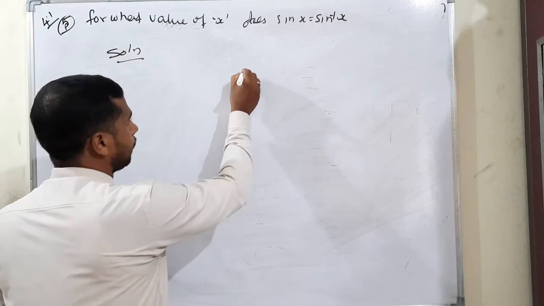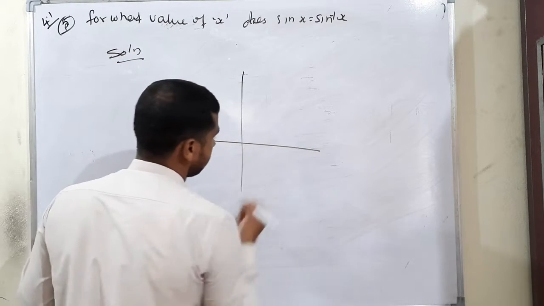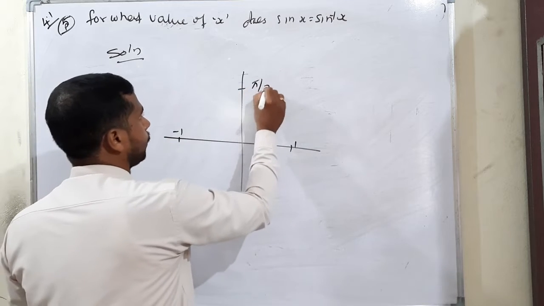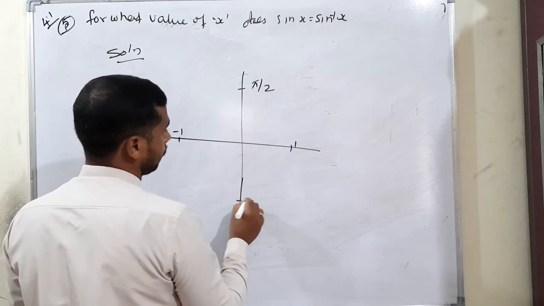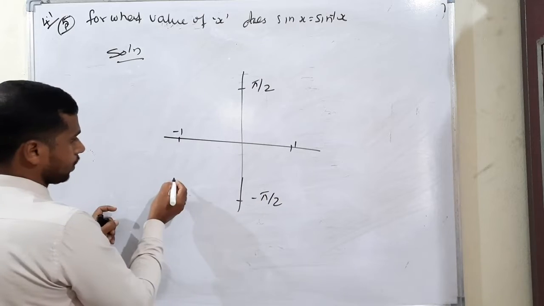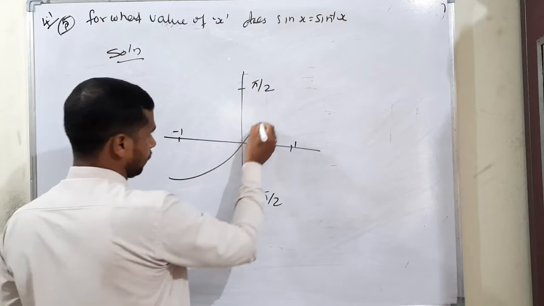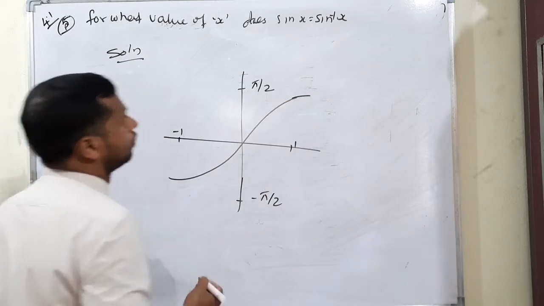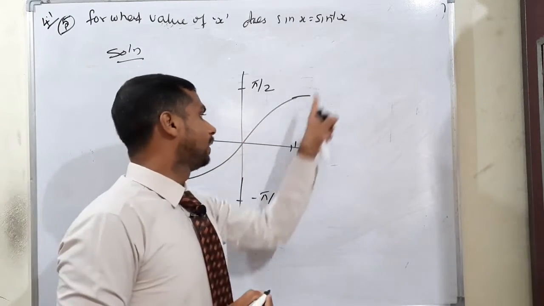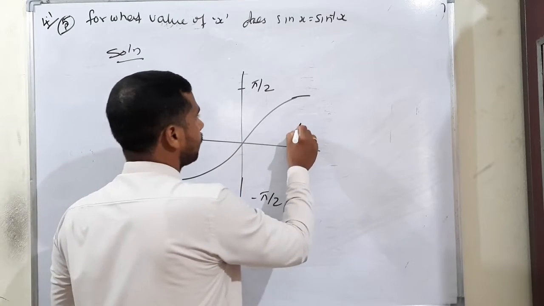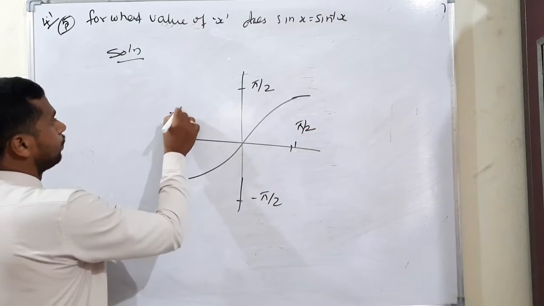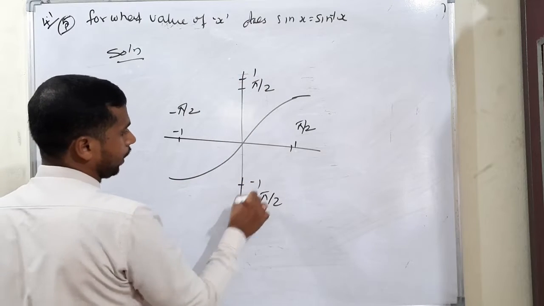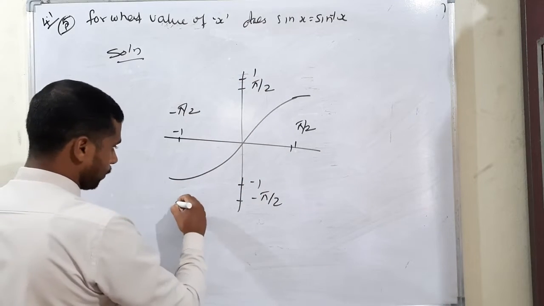Normally, what will happen in the sine graph? The sine function is considered from 1 to negative 1, with positive pi by 2 to negative pi by 2. This is the sine function graph, isn't it? But we need sin x equal to sin inverse x. For sin inverse, instead of 1 we can write positive pi by 2 to negative pi by 2, and instead of pi by 2 we can write positive 1 to negative 1. So it is just the opposite, no?